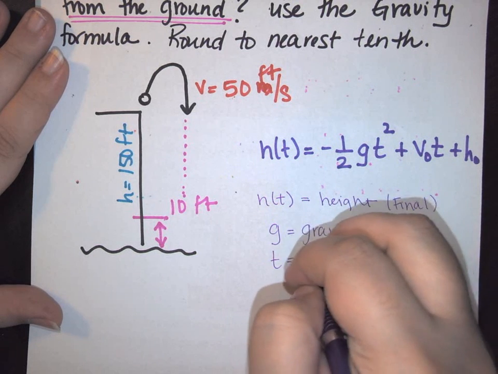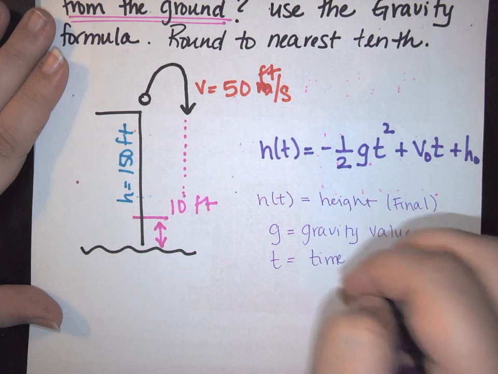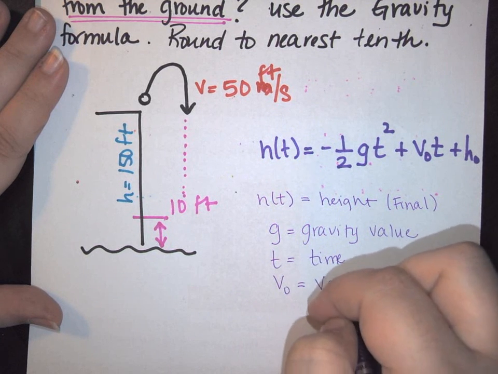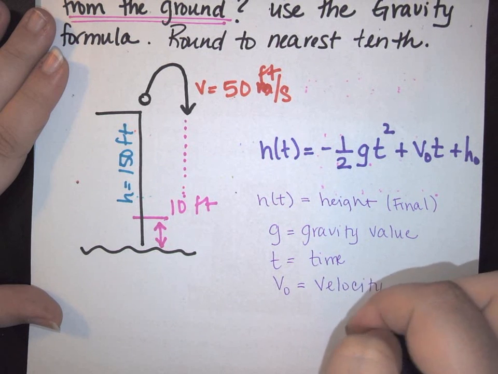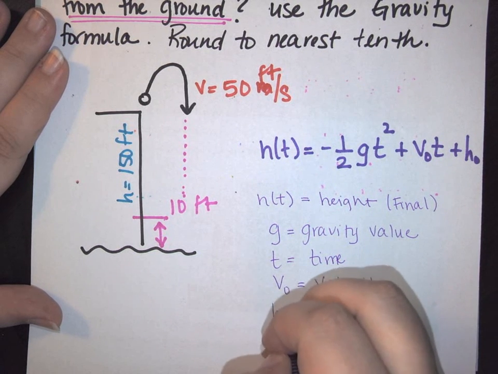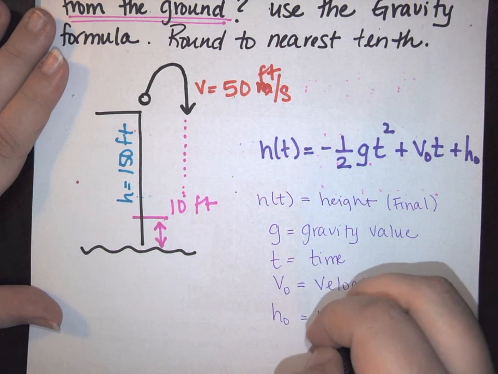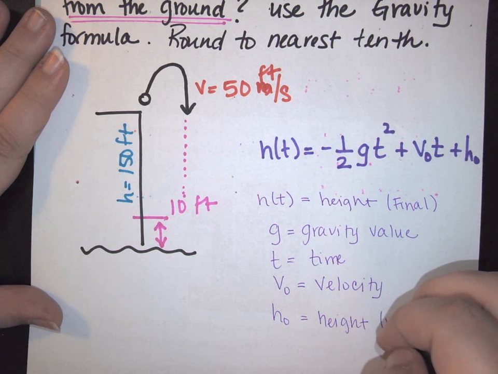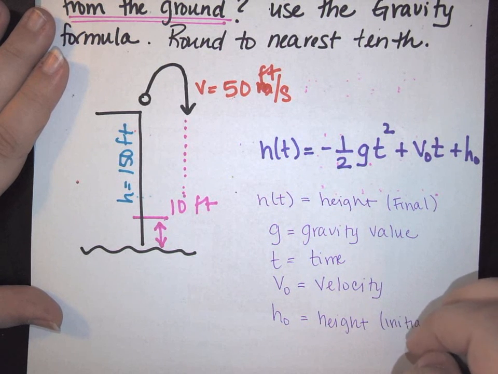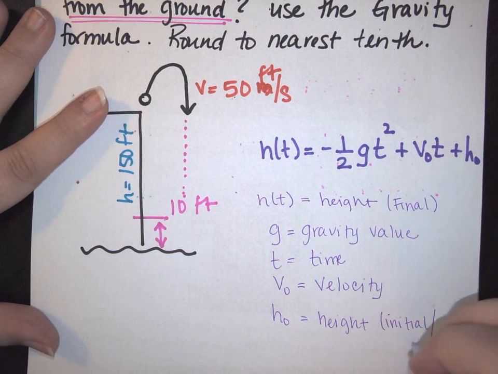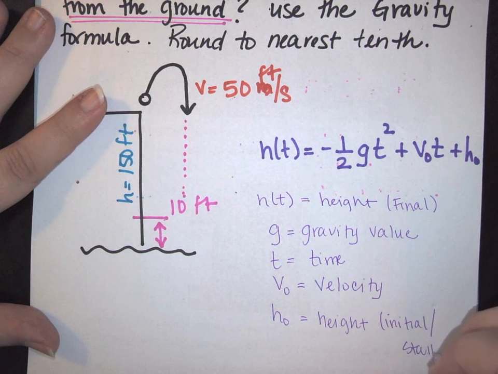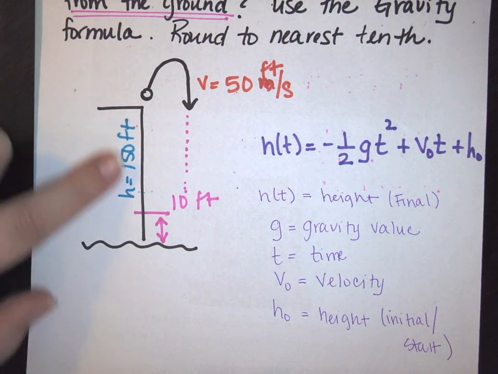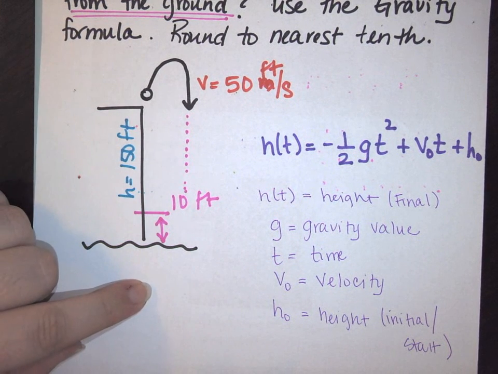T is going to be your time. V naught is always your velocity. And then h naught is also your height, but we call this initial. Another way to think about that is this is your starting height. So we have all of these things going on.